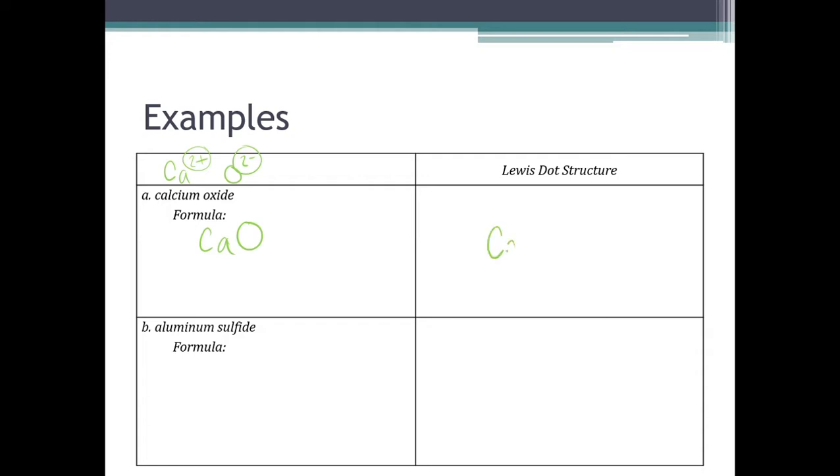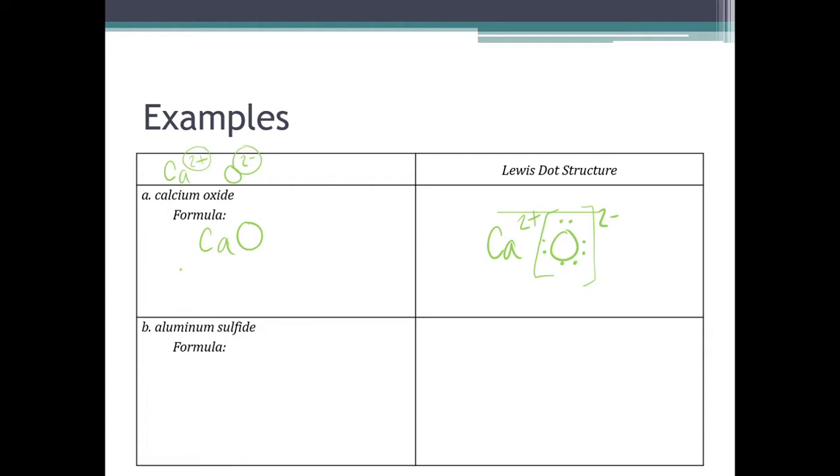Calcium is a metal, Ca, so it's going to be naked. It won't have any dots. It won't have any electrons. And then its charge will be a 2+. Oxygen is a nonmetal, which means it should be stuffed. So we will start with the symbol for oxygen, which is O, and then we will give it a full 8 valence electrons. And then to show that we've altered the number of electrons, I didn't leave enough space here, we'll draw our square brackets and give it that 2- charge. So this is the Lewis dot structure for calcium oxide.